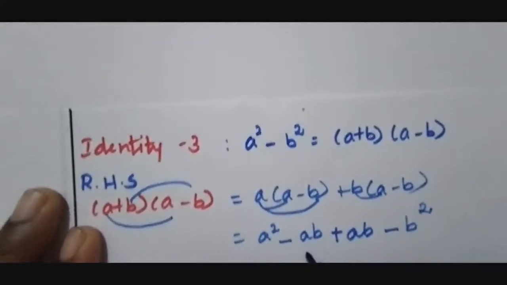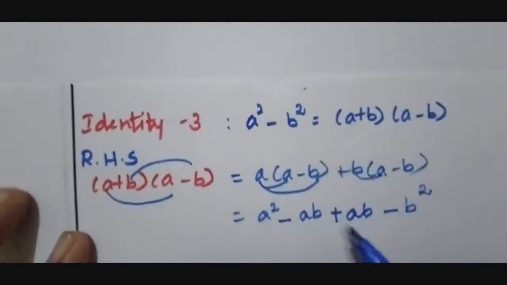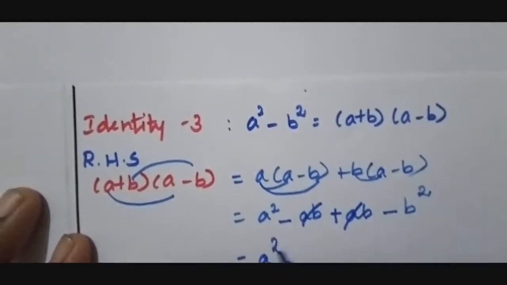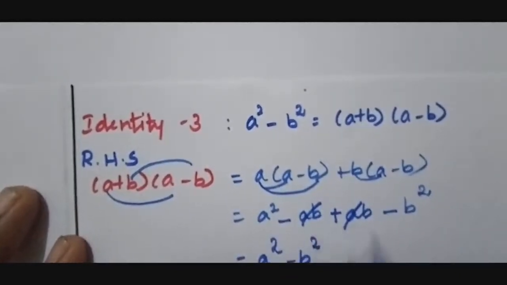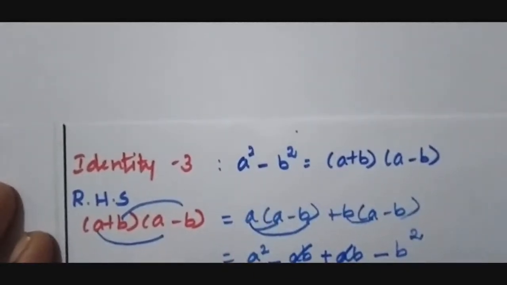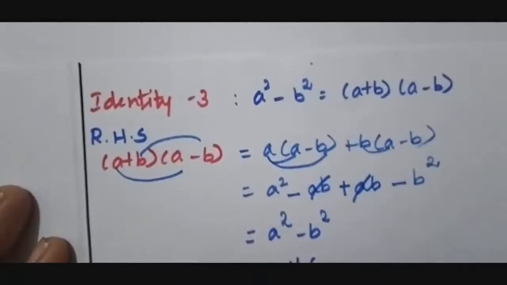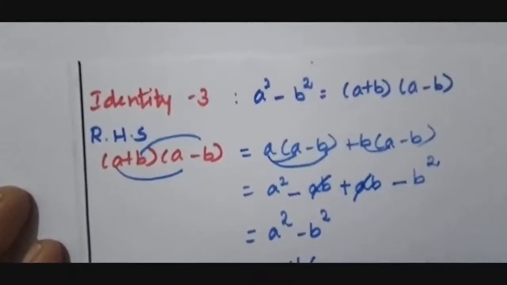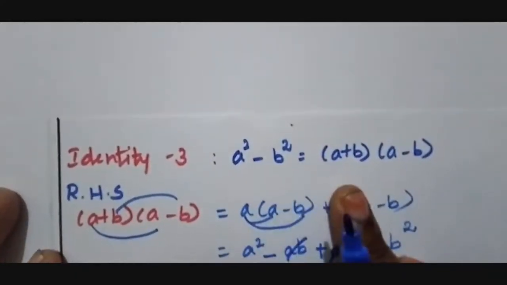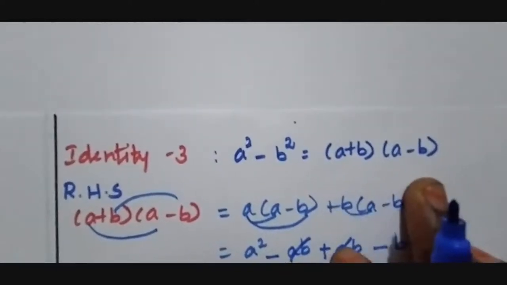Now this is minus ab and plus ab. These two terms get cancelled. So the remaining terms are a square minus b square, which is your LHS. So in this identity also LHS is equal to RHS. So we have proved that a square minus b square is equal to a plus b into a minus b.